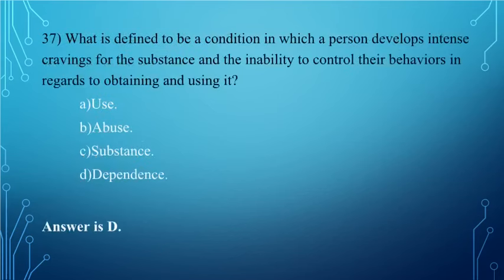37. What is defined to be a condition in which a person develops intense cravings for the substance and the inability to control their behaviors in regards to obtaining and using it? A. Use. B. Abuse. C. Substance. D. Dependence. Answer is D.